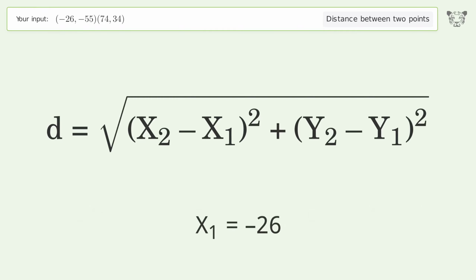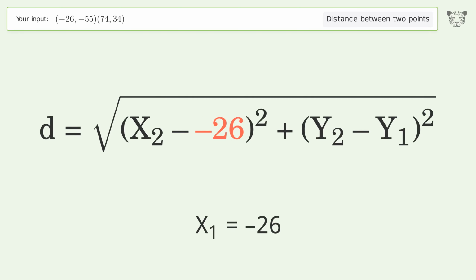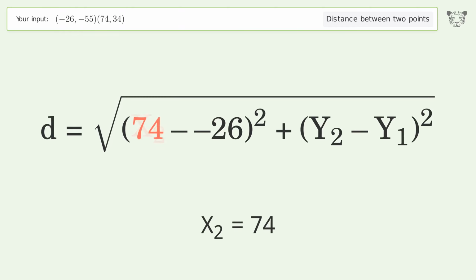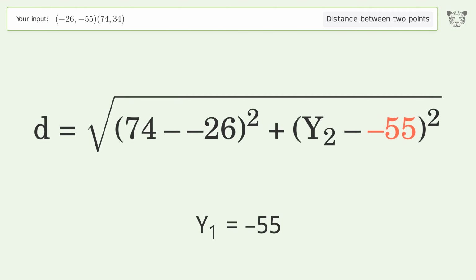x1 equals -26. x2 equals 74. y1 equals -55. y2 equals 34.